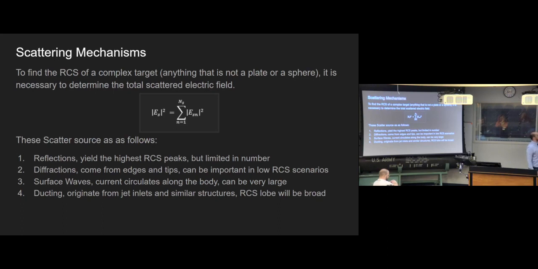To find the radar cross-section of a complex target, anything that's not a plate or a sphere, it's necessary to determine the total scattered electric field. Is anyone here familiar with finite element analysis? It's a tool and a concept used in mechanical design, thermodynamics, things like that, to model super complicated systems. How do I model a metal pipe that I'm holding fixed here and bending over here? How in computer software is it going to know how that's going to behave?